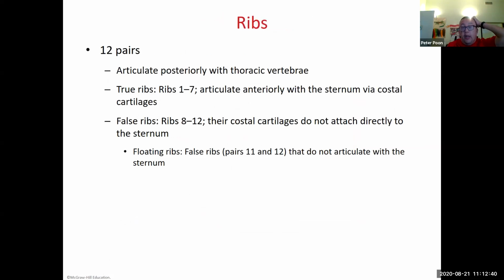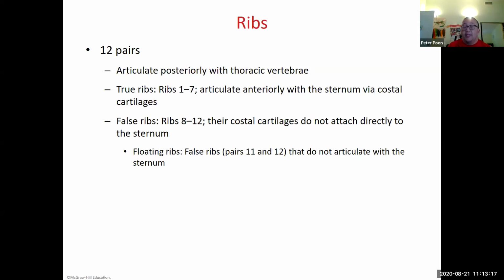You have 12 pairs of ribs. Ribs 1 through 7 articulate directly with the sternum, so they're called the true ribs. In more scientific terms, they're called the vertebral sternal ribs because they attach to the vertebrae on the back and the sternum in the front. The false ribs are ribs number 8 through 12, because they do not attach directly to the sternum.